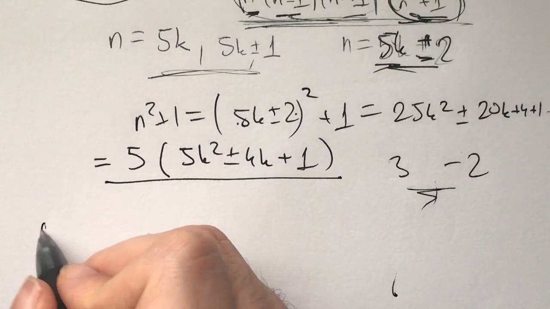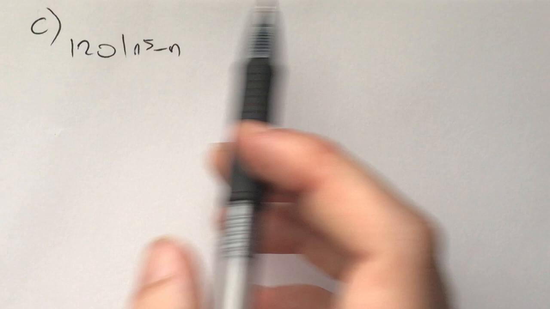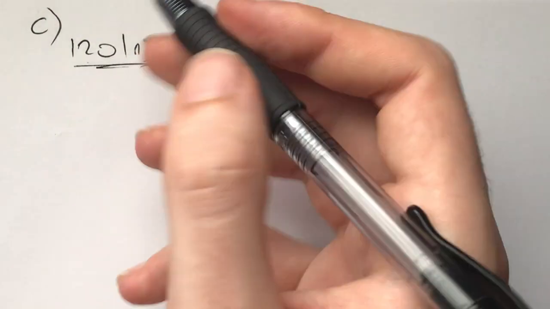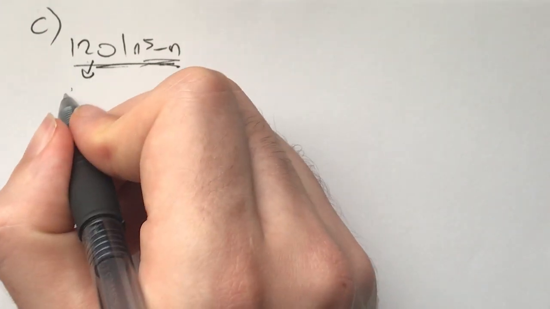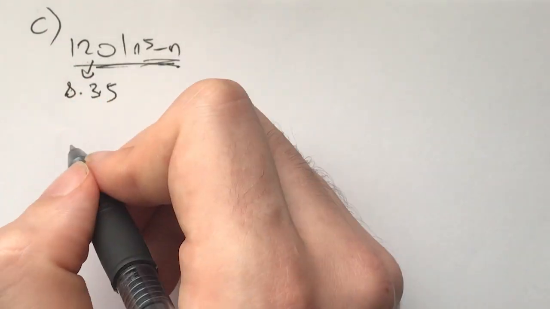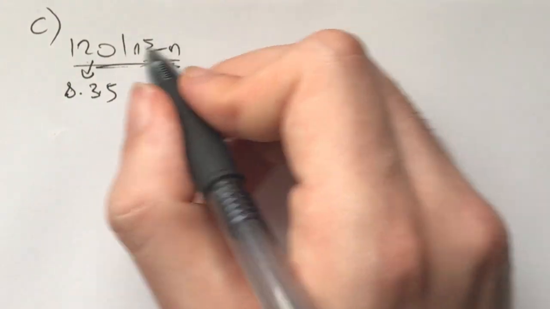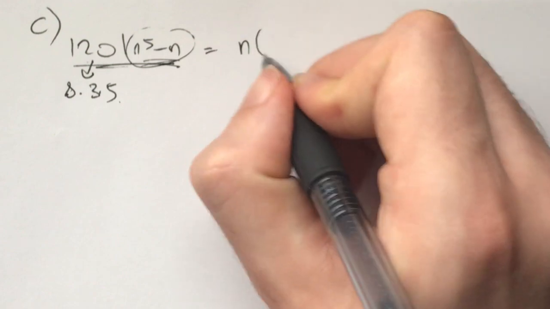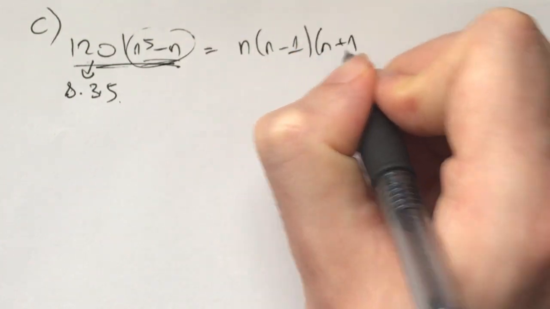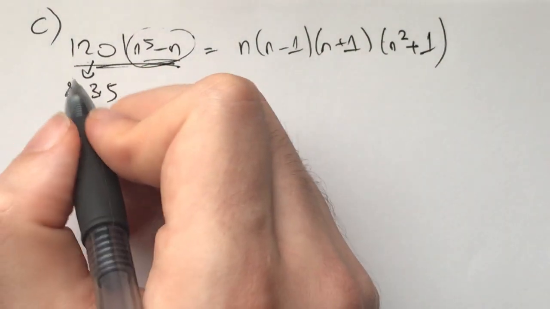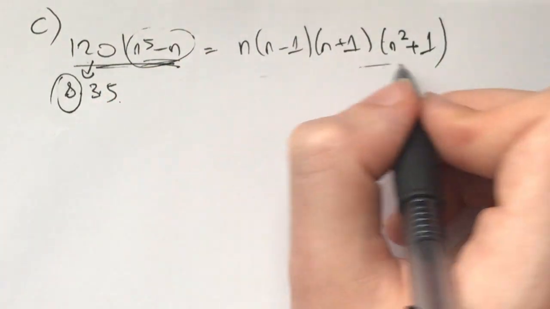And now we move on to part C. Part C asks, for which n does 120 divide this? Now what is 120? Well, that's 8 times 3 times 5, right? That was 30 times 4. So we know that 3 and 5 are always going to divide because it's the same thing we had before: n minus 1, n plus 1, and n squared plus 1. So the question is, when does 8 divide this?